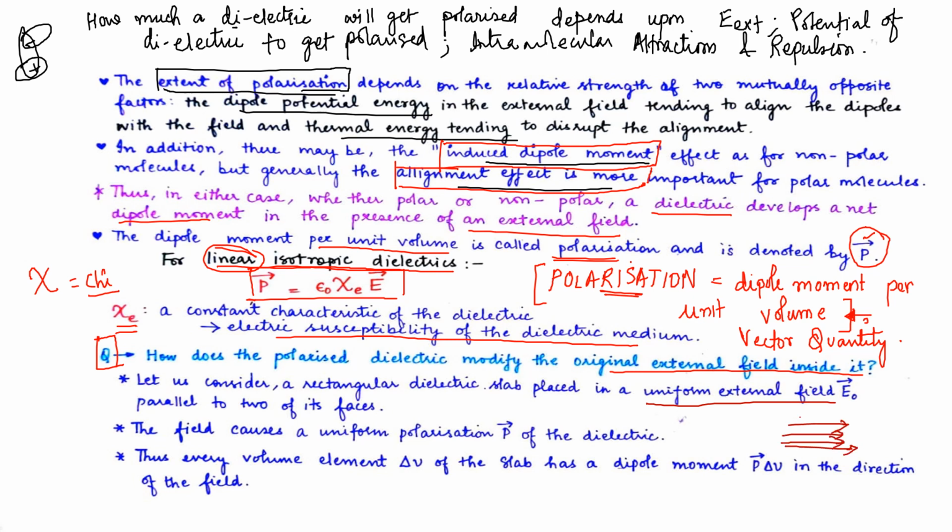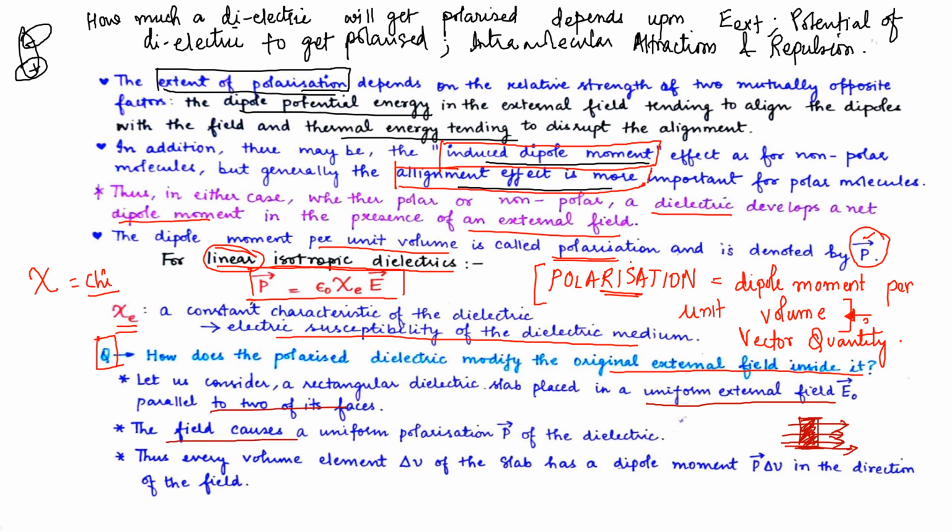Uniformity is always needed to get proper calculation, and this is the slab we have placed. This electric field is parallel to two faces. To this face it will be parallel, to this face it will be parallel, parallel to two of its faces.